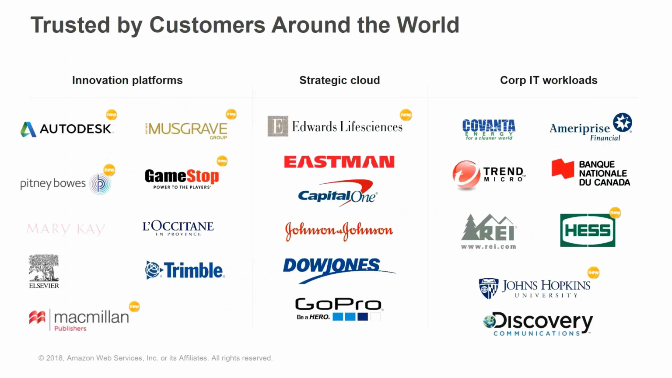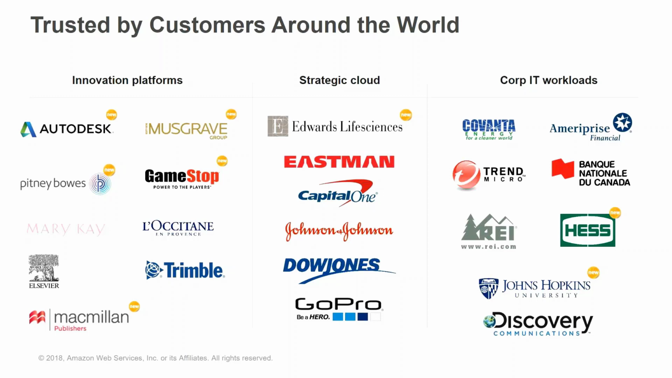So when we're going to be talking about migration today, and when we look at how customers migrate, we see kind of three different big categories. The first one on the left here is customers who are doing new innovation and using AWS as their innovation platform. The second category is customers like Edwards Lifesciences and Capital One who are going all in on AWS and doing everything that they can in the AWS cloud.